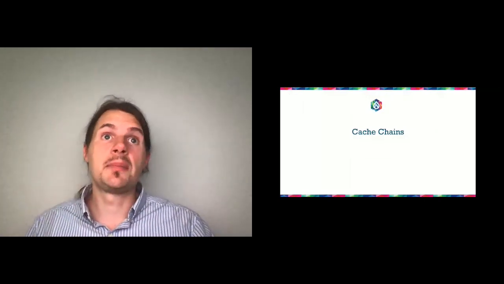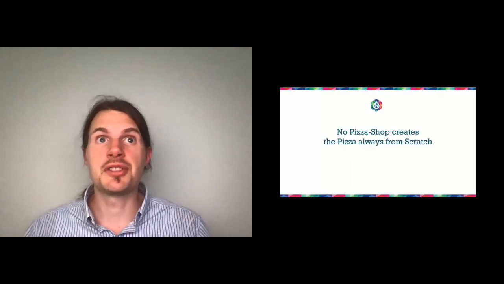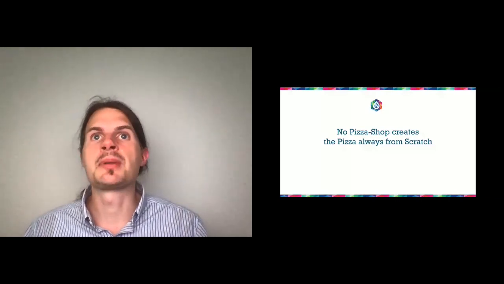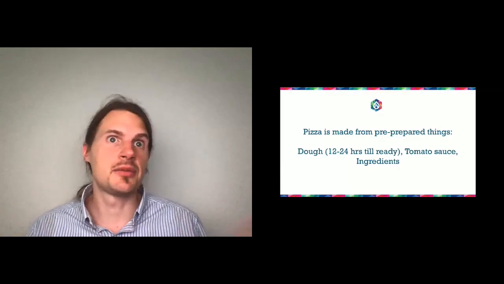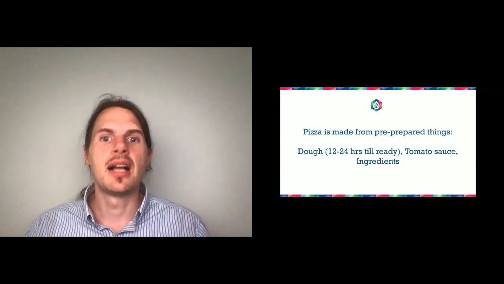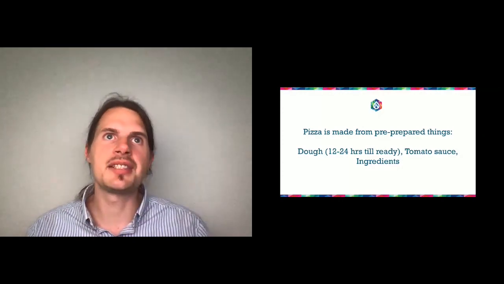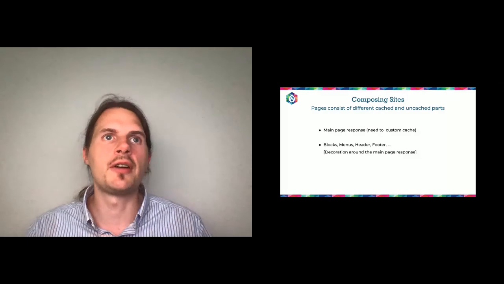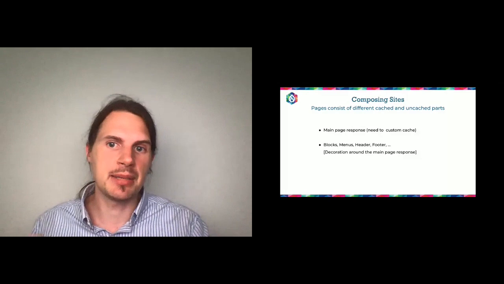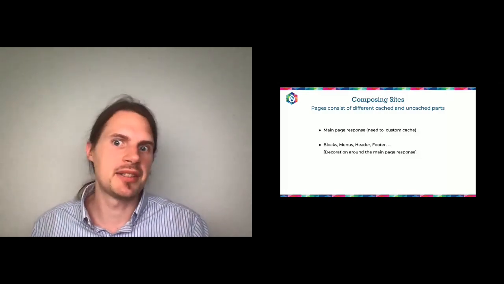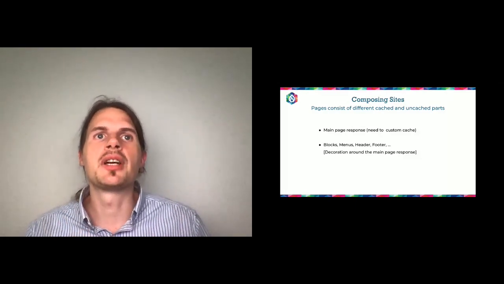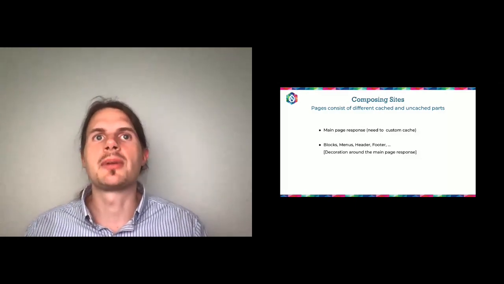Cache chains. No pizza shop creates a pizza always from scratch. That's a given. The pizza is made from pre-prepared things. A dough, and a good dough needs 12 to 24 hours till it's even ready. Tomato sauce, ingredients. And in the same way, Drupal pages often consist of a main page response, which you usually need to custom cache, because except for dynamic page cache, it's not cached by itself, but you can add it yourself. And then we have blocks, menus, header, footer, and that's basically only decoration around the main page response.